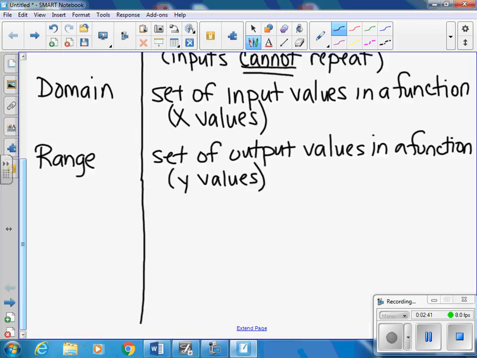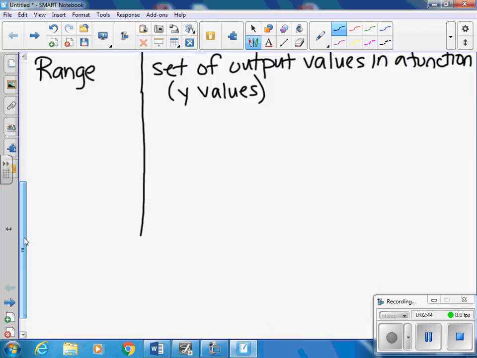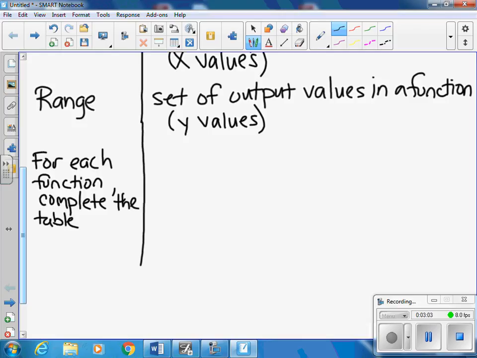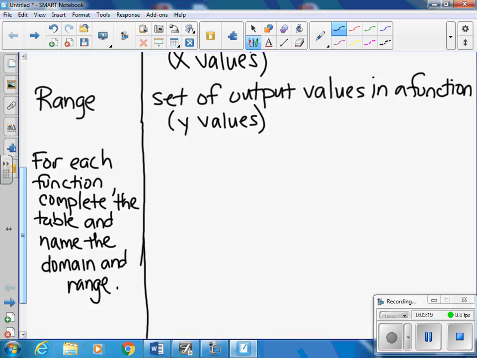All right, so the next set is going to be asking you to do some examples, and I'll show you what they look like, and I'll show you the exact directions that you'll see, and then we'll practice some of them. So your first set of directions are going to say this: For each function, complete the table, which we already know how to do, and name the domain and range. So this is the new part. And there are certain ways that we have to name the domain and range, so I will go over those as we go to do them.